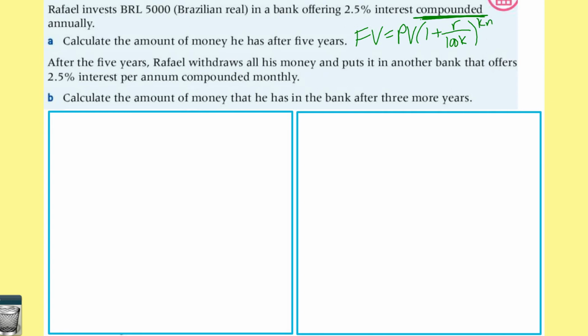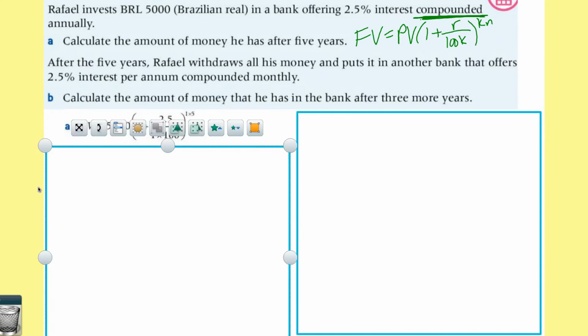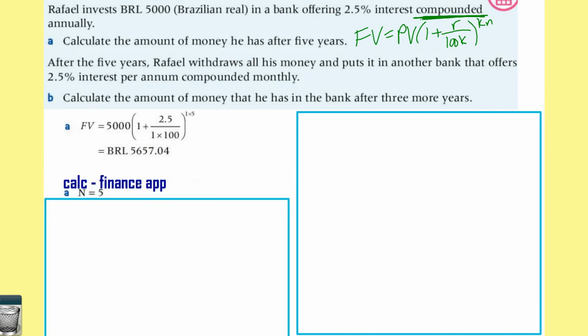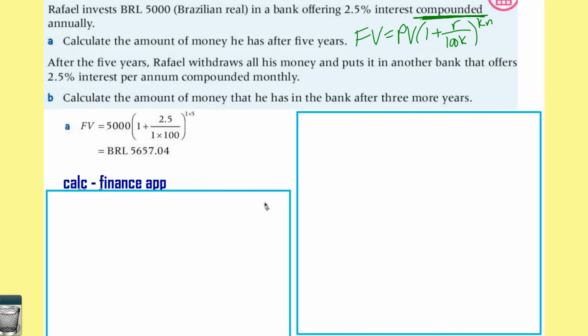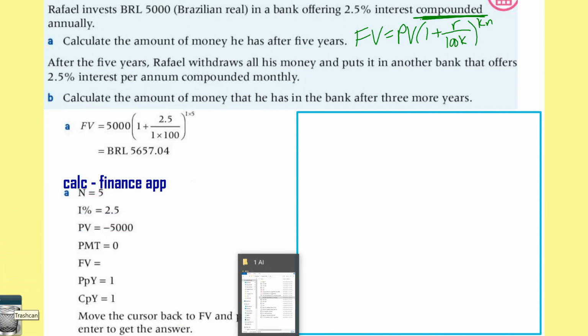Okay, so calculate the amount of money he has after 5 years. So we plug it into our formula: 5,000 times 1 plus 2.5 over 100, to the 5th. We work that out. Okay, we can also use our calculator app. We did that last go round, but here, let me show you.